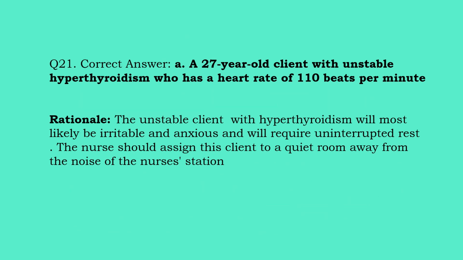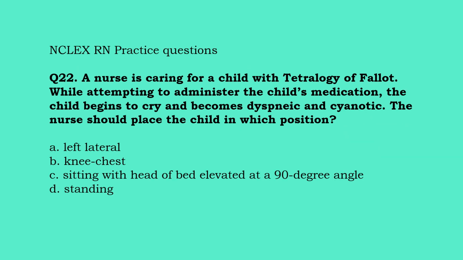Correct answer, A. A 27-year-old client with unstable hyperthyroidism who has a heart rate of 110 beats per minute. Rationale: the unstable client with hyperthyroidism will most likely be irritable and anxious and will require uninterrupted rest. The nurse should assign this client to a quiet room away from the noise of the nurse's station. NCLEX-RN Daily Practice Questions. Question 22.